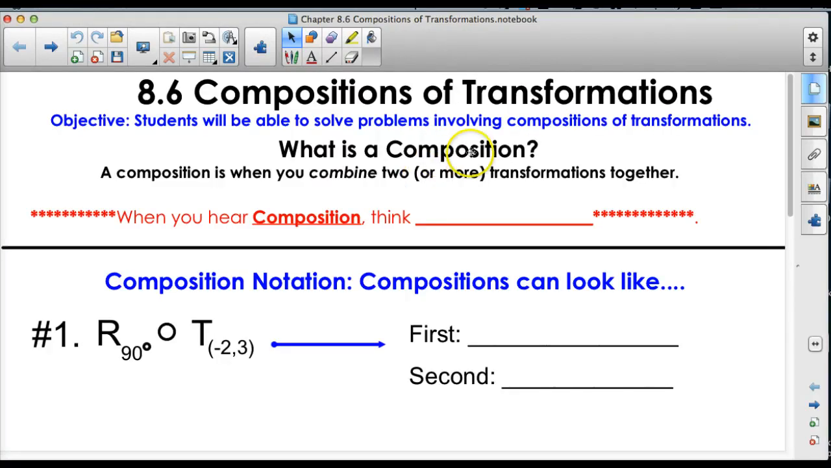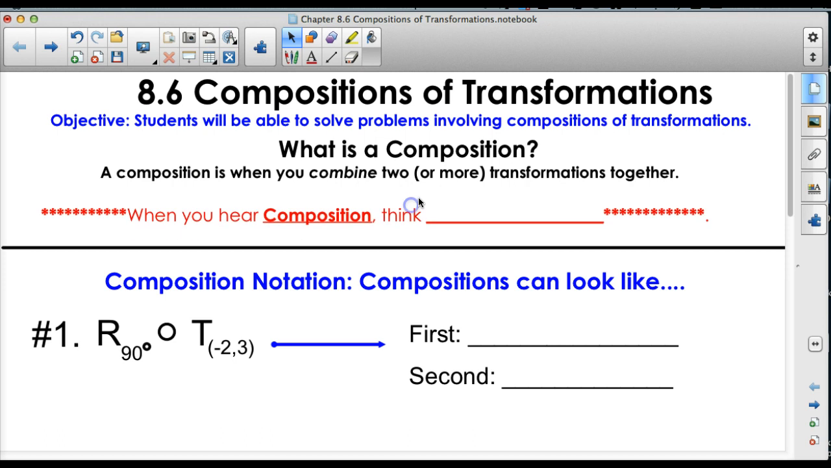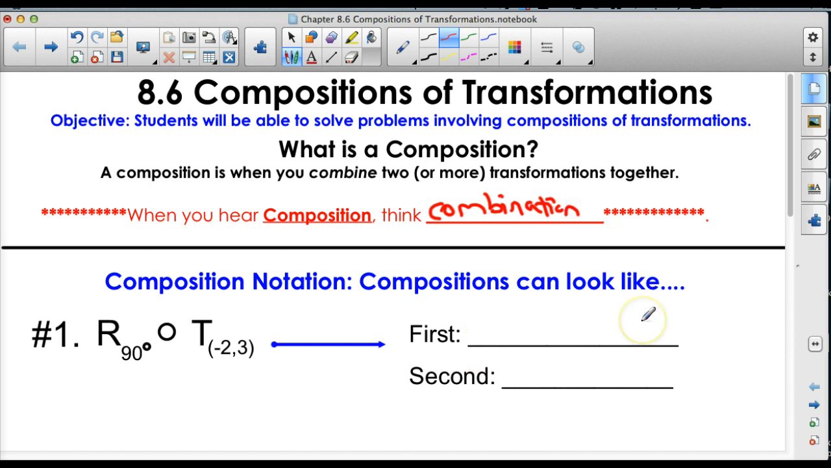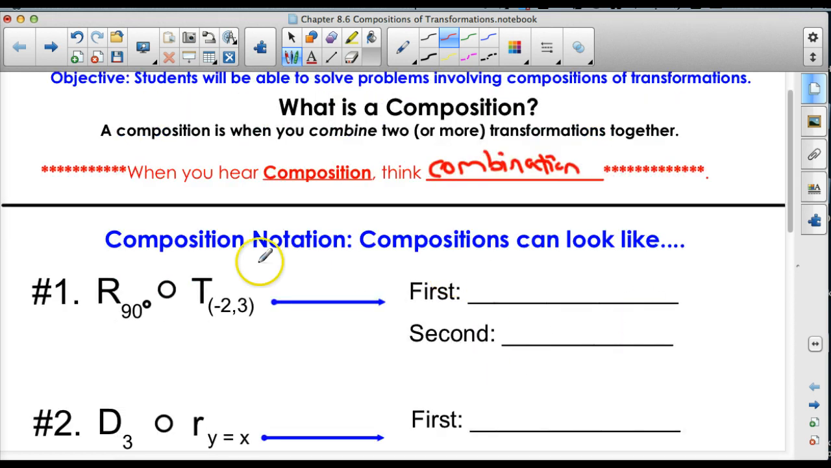So first, what is a composition? A composition is when you combine two or more transformations together. So it's really important that when you hear the word composition, you think combination, okay? All a composition means is I'm going to do more than one transformation to the same point or group of points.